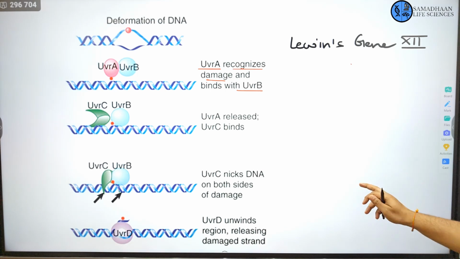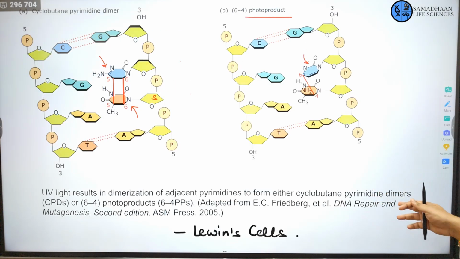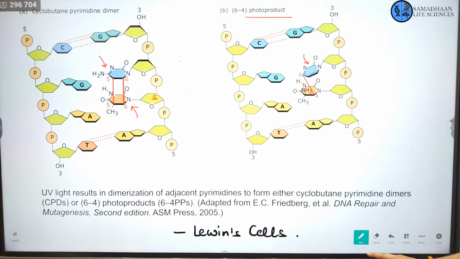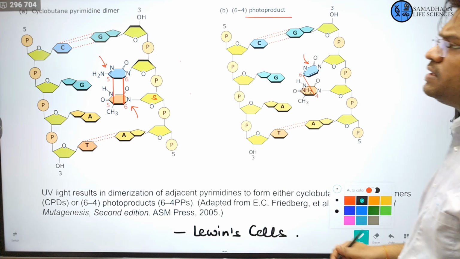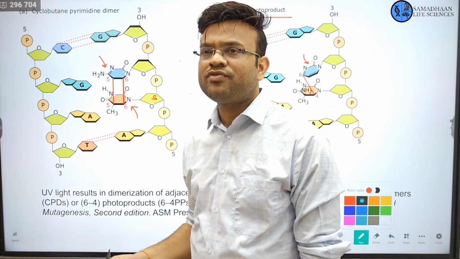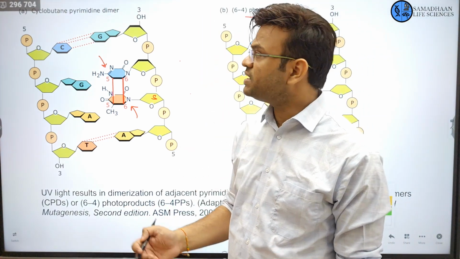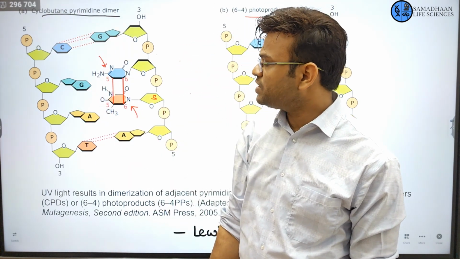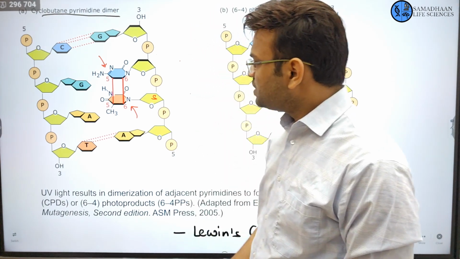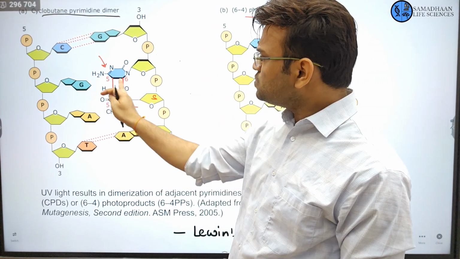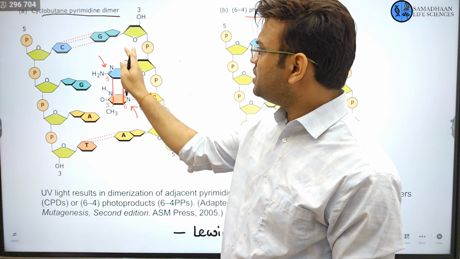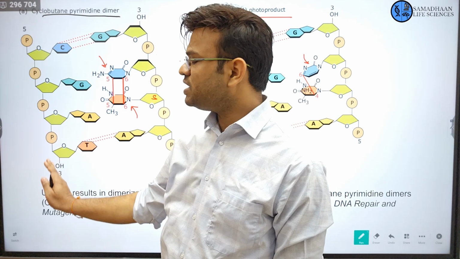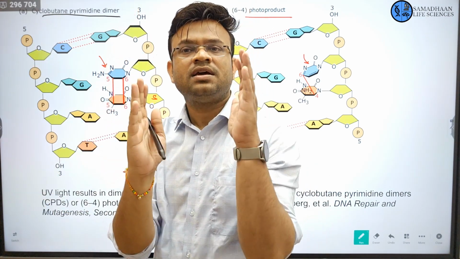Yeah, so this is another photograph from the Lewin cell book. In this, I am going to show you what kind of damage is repaired by nucleotide excision repair. The first damage, you can see, is that a cyclobutane pyrimidine dimer is formed. This is one pyrimidine and this is another pyrimidine. This is the phosphodiester. This is one chain of the DNA and this is another chain of the DNA. Obviously, the DNA is double stranded.